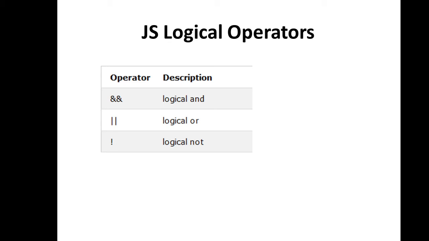And then we have the logical OR. So it is a double bar, double vertical bar. So for OR, as long as one expression is true, the result is true. So it will only become false if both are false. And then we have the NOT operator. So the logical NOT, that means it will just reverse the result or the value. If it is true, it becomes false, and if it is false, it becomes true.